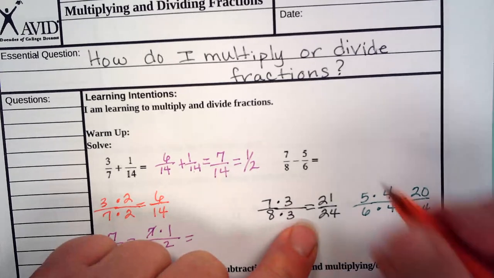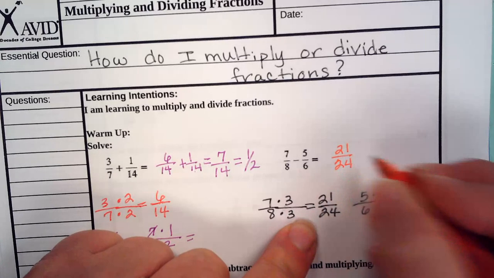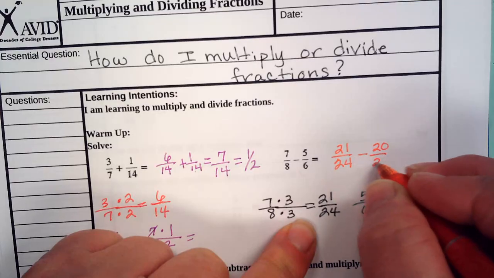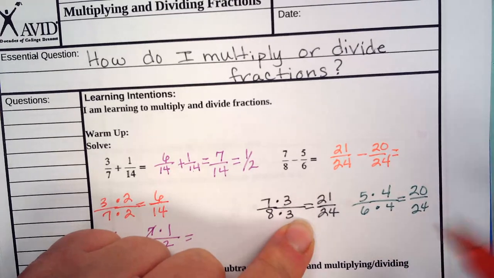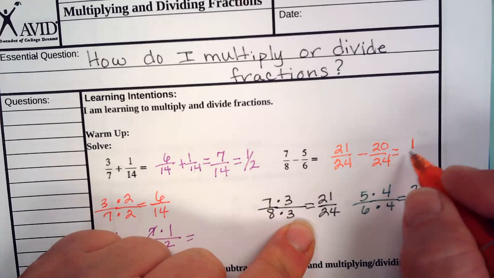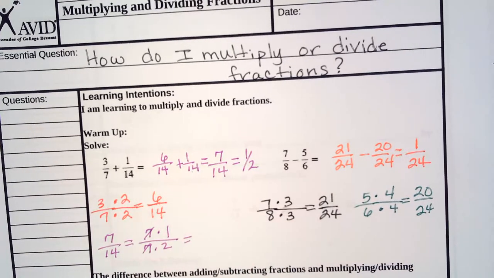So, 21 over 24 minus 20 over 24 is equal to 21 minus 20, which is 1 over 24. We cannot simplify that, so we are done.